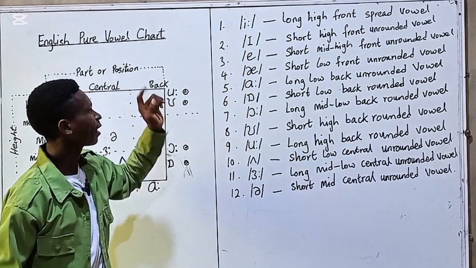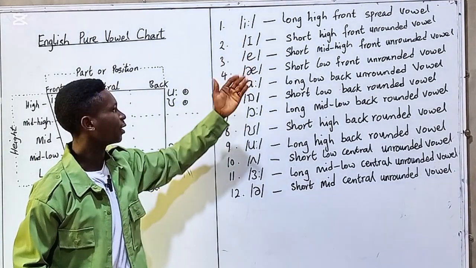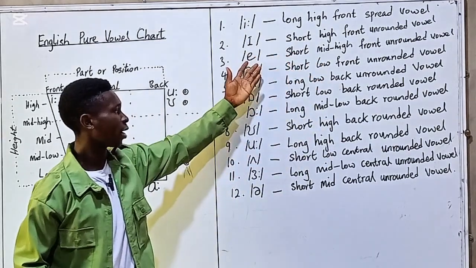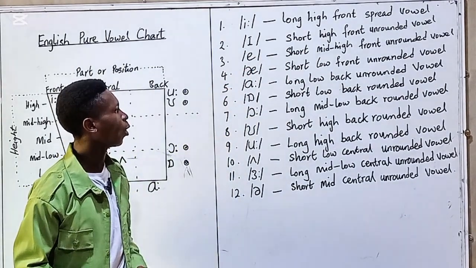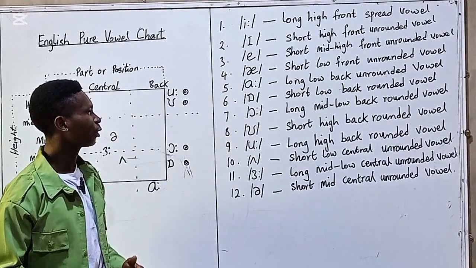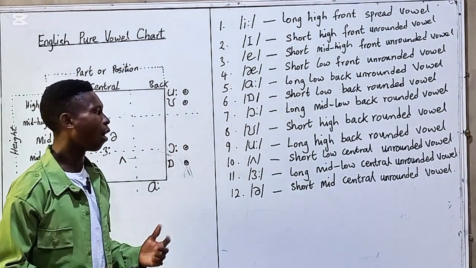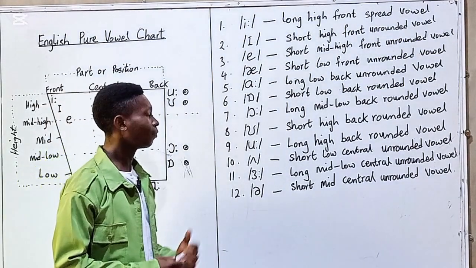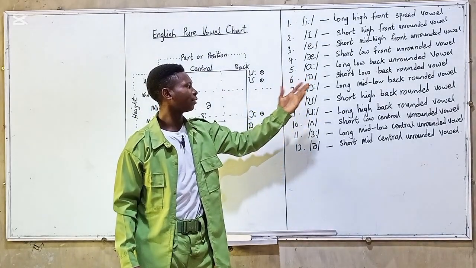/i:/ is described as long high front spread vowel. Then /ɪ/ is described as short high front unrounded vowel. /e/ is described as short mid-high front unrounded vowel. Number 4, which is /æ/, is described as short low front unrounded vowel. Number 5, which is /ɑ:/, is described as long low back unrounded vowel. Number 6, which is /ɒ/, is described as short low back rounded vowel.